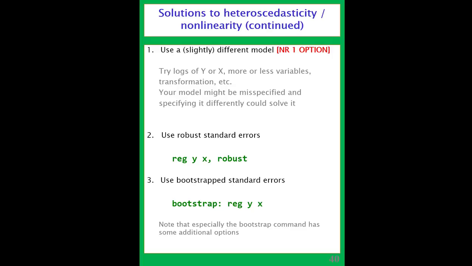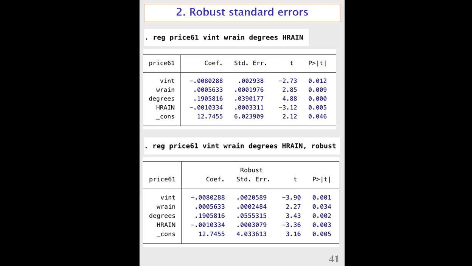And the bootstrap command does actually the same thing, in the sense that where robust gives you a different way to come up with the confidence intervals, bootstrap also gives you a different way to come up with the confidence intervals. And they help. So let me first show you how that robust goes. You see it happening here. Robust standard errors. Yeah, there you have it.